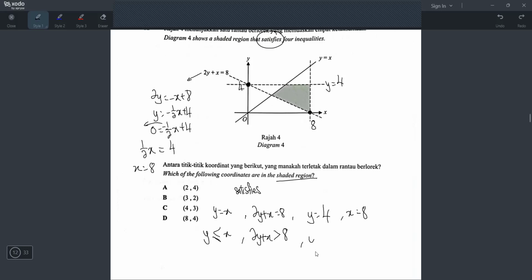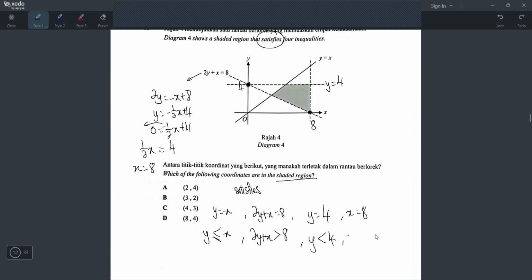Let's go to the third inequality, y4. Which line? Y4 is this line, right? But look at the kawasan lorek. It's above the line or below the line? Atas garisan or bawah garisan? Bawah garisan, right? Because the shaded region is down here. So I have to put smaller, right? But it's a dotted line. So if it's a dotted line, you don't have to put the garis. You don't have to put the garis, right?